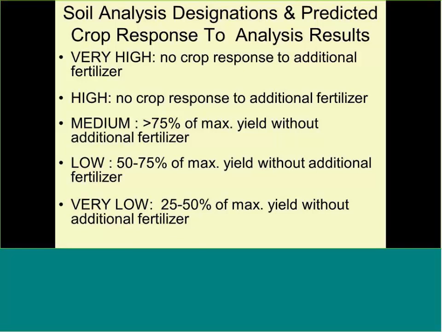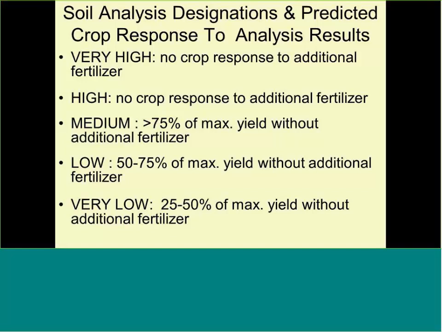There is some nitrogen in the soil, if we're talking about nitrogen, and you will get yields, but you'll get about 75% of the maximum potential yield if you don't add anything. Low, if the result shows you, for example, your phosphorus is low, you can still get about 50% of the maximum yield. It doesn't mean zero. Even if it's very low, you can get 25% of the yields, depending on the crop, depending on the amount of rain, depending on the year.